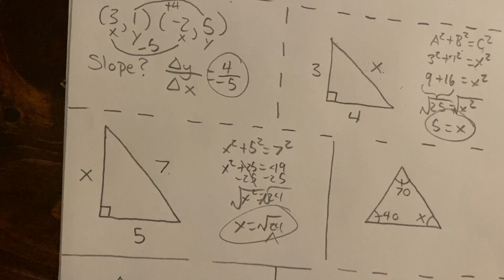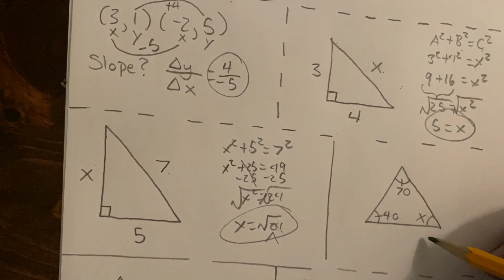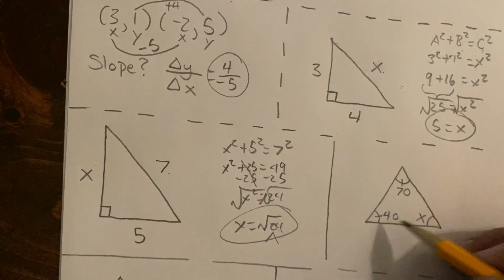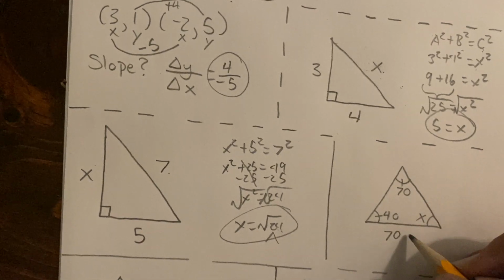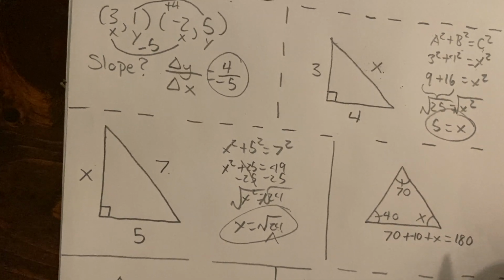All right, so you should know that every single triangle adds up to 180 degrees. So right now I have 70 and I have a 40 and I have a mystery number, but I know that when you add them all up, they have to equal 180. So I'm looking for that mystery number. 70 plus 40 plus blank equals 180.